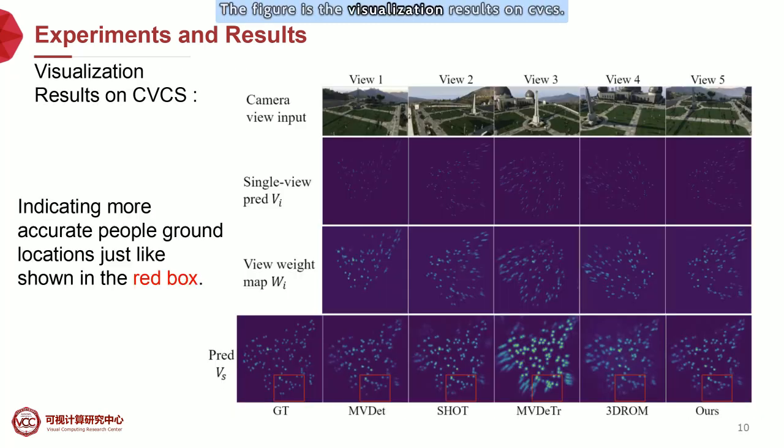The figure is the visualization results on CVCS. The 4 lines are the camera view input, single view prediction V_I, view weight I, and the final scene level prediction V_S of different methods in the corresponding scene GT. Our method accurately locates people on the ground compared to other methods, as highlighted in the red box.